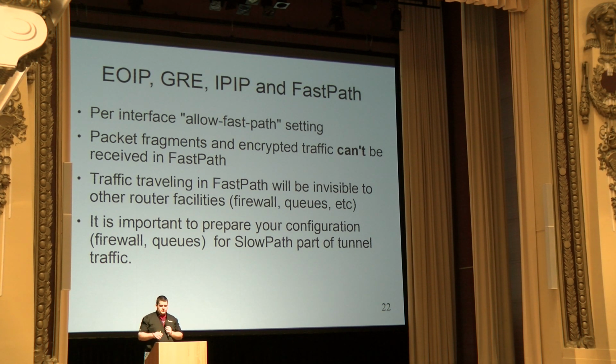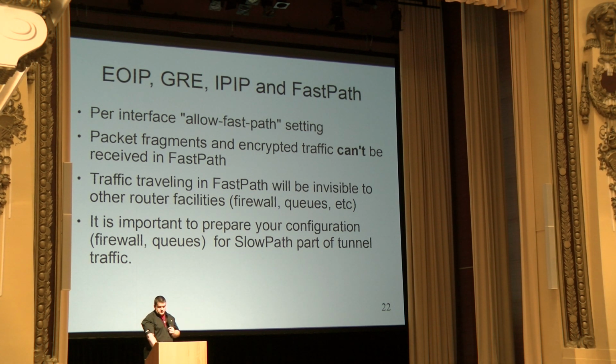So it's very important when you use FastPath, you still need to think about what happens if this connection or this packet drops to the slow path. So you still need to have firewall rules that accept that traffic. You still need queues that handle that traffic and so on. So you can't just forget about FastPath traffic. Oh, it's going FastPath, goodbye, I will drop everything else. So no, that's not the way it works.